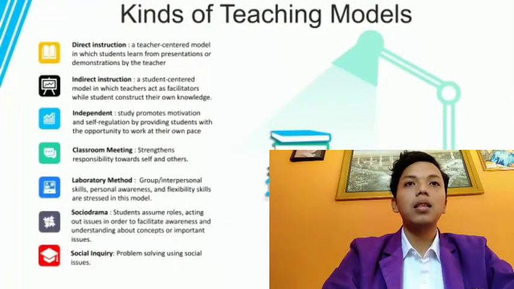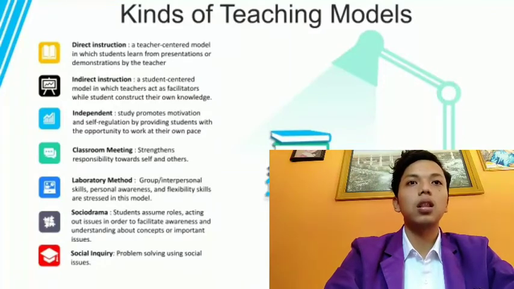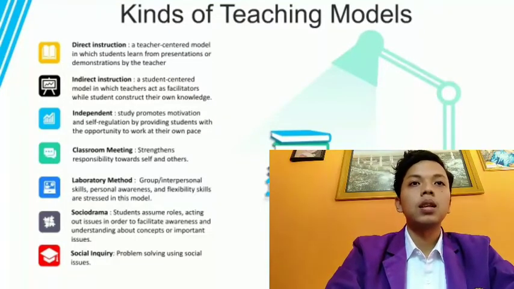The third part is kinds of teaching models. The first is direct instruction, a teacher-centered model in which students learn from presentation or demonstration by the teacher. The second is indirect instruction, a student-centered model in which teachers act as facilitators while students construct their own knowledge. The third is independent study, which promotes motivation and self-regulation by providing students with the opportunity to work at their own pace. The fourth is classroom meeting. Strength responsibility towards self and others.